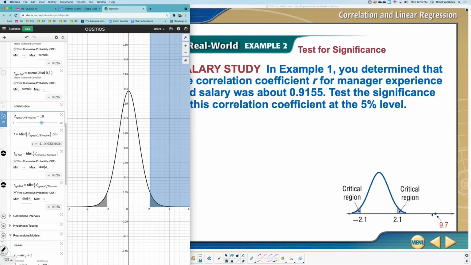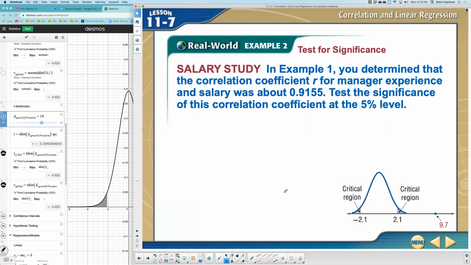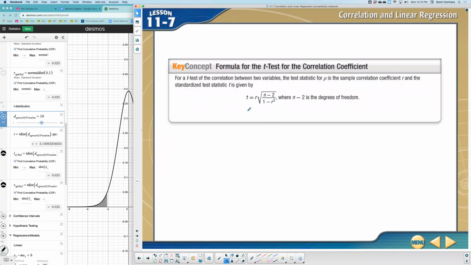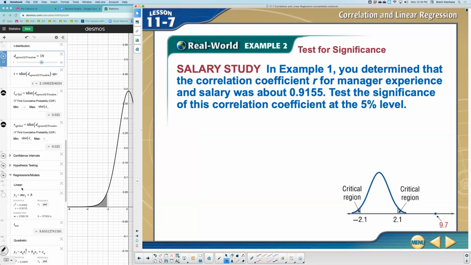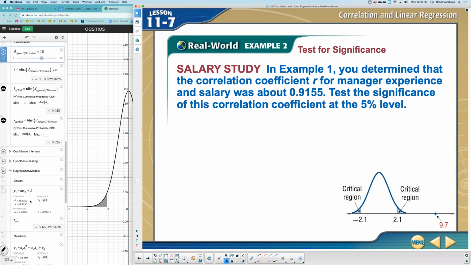Now let's talk about, where does this 9.7 come from? Well, that is if you plug in this formula, which is a lot to type in. So I have that for you. If you go to the regressions and models and go to your linear regression, you will see the t-test right there. It's 9.65. So you can see that's where they get the 9.7. And it is way out here to the right.